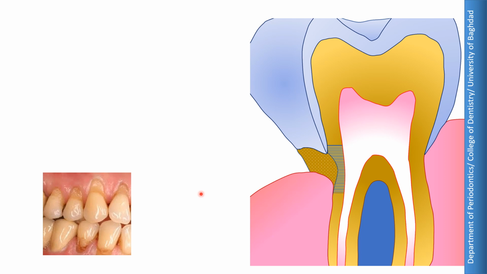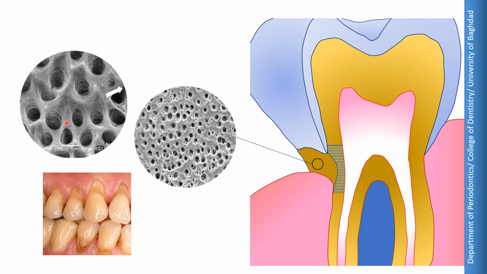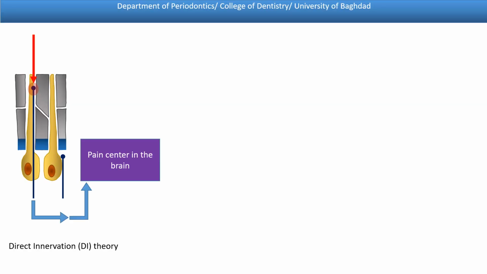In this diagram, you can see the open dentinal tubules in the dentin. Further magnification shows these tubules, and this, in the vital tooth, contains the process of the odontoblast cell and the associated nerve that's responsible for provoking dentin hypersensitivity. Many theories attempt to explain dentin hypersensitivity.